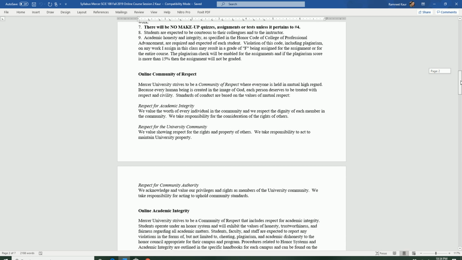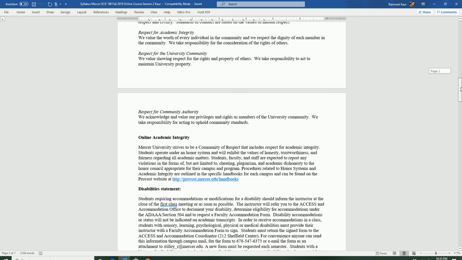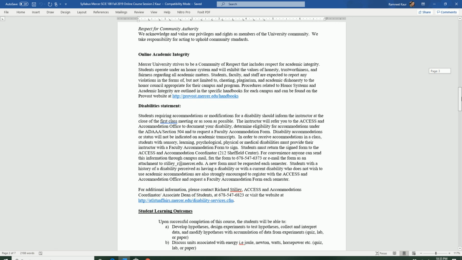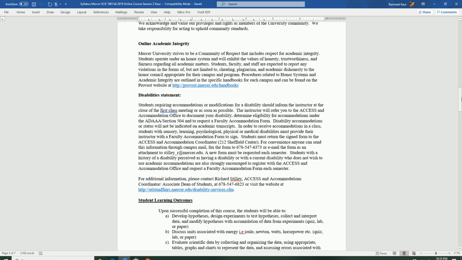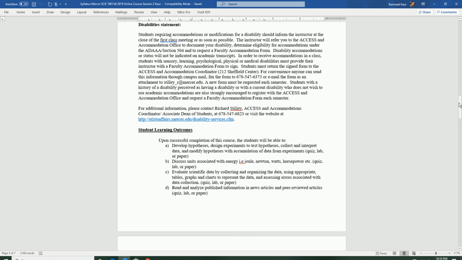Okay, online community of respect. You can go over this policy. Online academic integrity again involves plagiarism and cheating and academic dishonesty and all that. If anybody has any kind of disability, you have to meet with the disability services and you can send me your accommodations, and on the basis of that, if you need some extended time on some test or quiz, that can be done. So this is all the information about the disability. Please go over it.